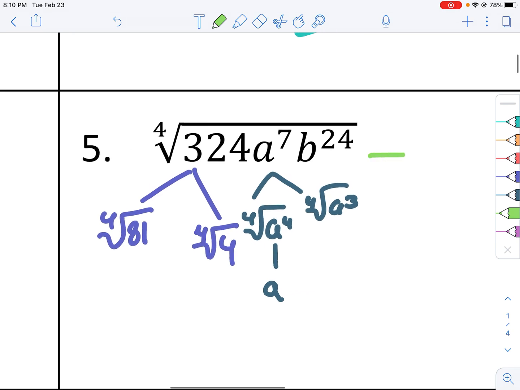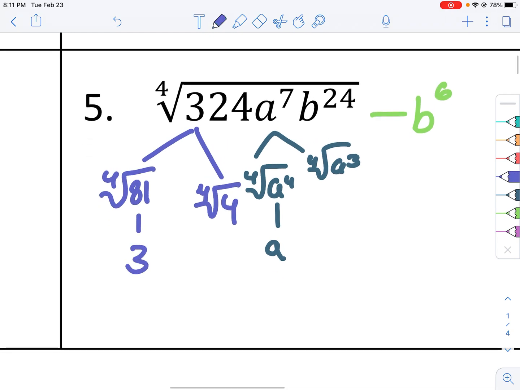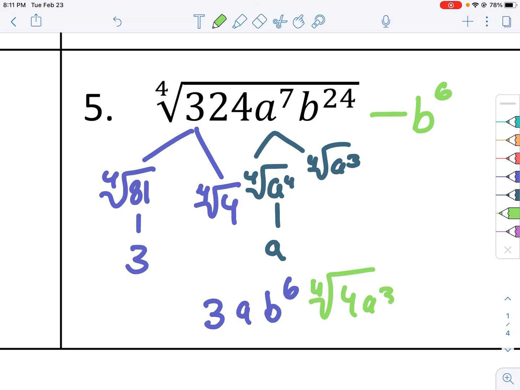And lastly, we have b to the 24. B to the 24, 24 divided by 4, gives us 6. Fourth root of 81 is just 3. So then everything outside goes together, 3a and b to the 6th power. And then everything inside also needs to go together. So the fourth root of 4a cubed. And then there's our solution.